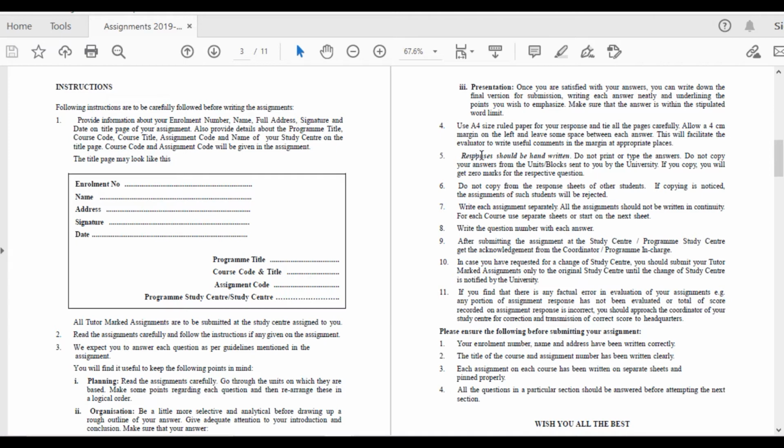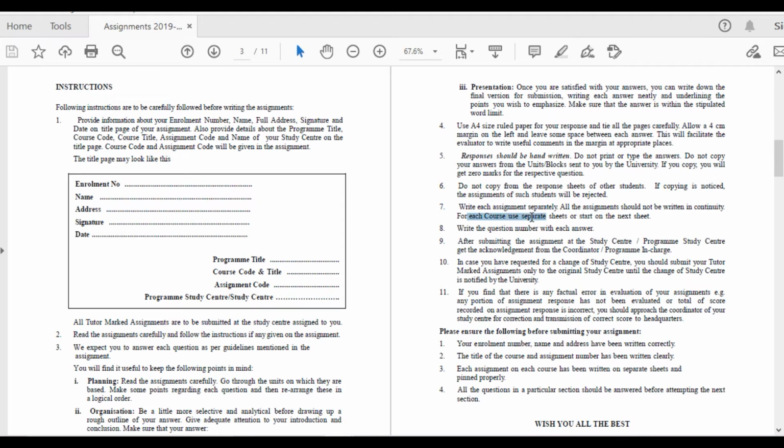Now, the responses should be handwritten. We have already seen this, that they are handwritten. Do not copy from other students. So this is what we need to be careful about. Write each assignment separately. Now, assignment paper 1 goes separately, assignment paper 2 goes separately, and so on.